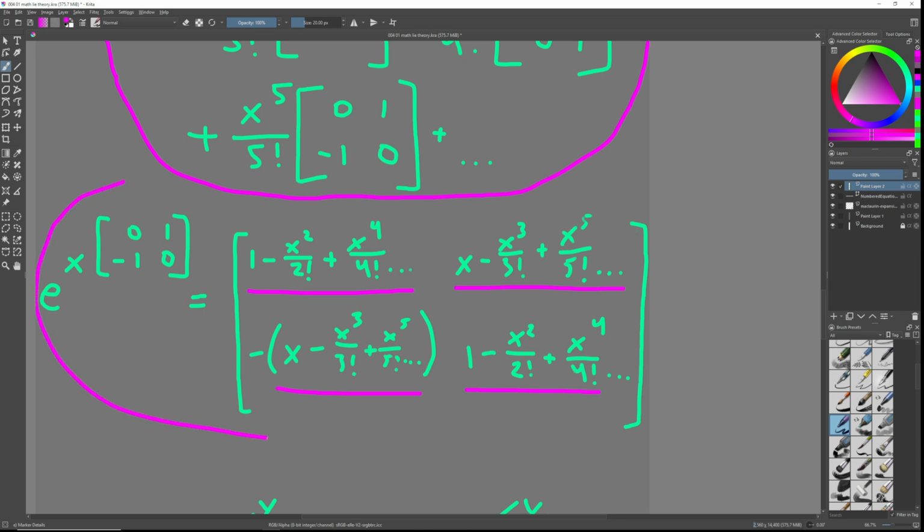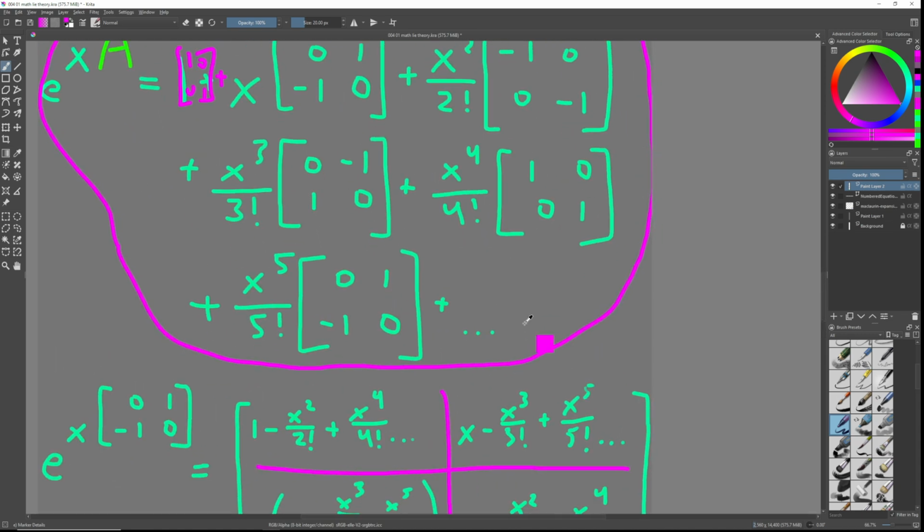We have e to the x times this matrix, or sorry, not times, e to the, well, this is the exponent. And it equals this big matrix. Just in case this is confusing to anyone, this is a big 2 by 2 matrix where this is the first element, second, third, fourth. But how did I get that?